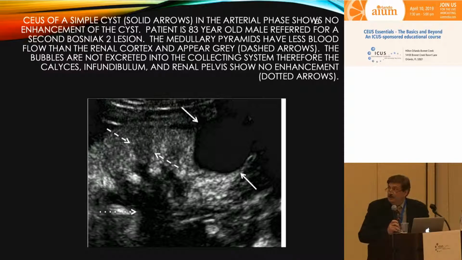And again, here you're seeing a simple cyst with the solid arrows, no bubbles inside. And I have the dotted arrows showing you the medullary pyramids. You can see they have less blood flow than the cortex. And you can also see that there's no excretion of contrast, so the renal pelvis and collecting system do not have any bubbles.